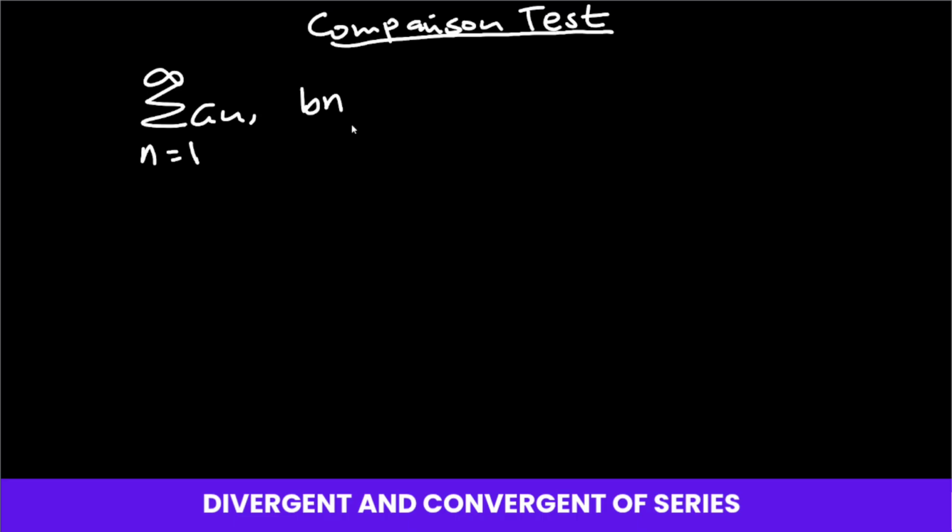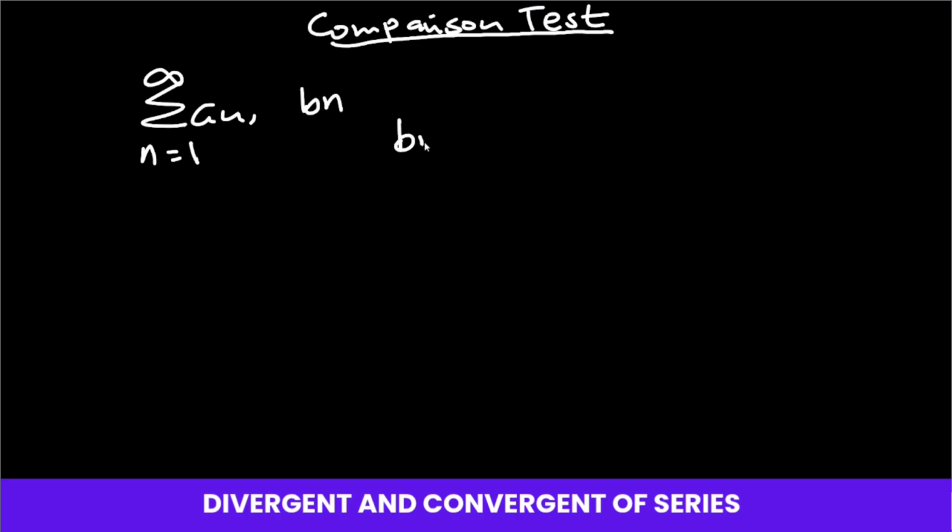Why are we picking bn? Because we want to get a certain condition that we can use to determine whether an converges or diverges. So our main aim is to determine whether an converges or diverges.